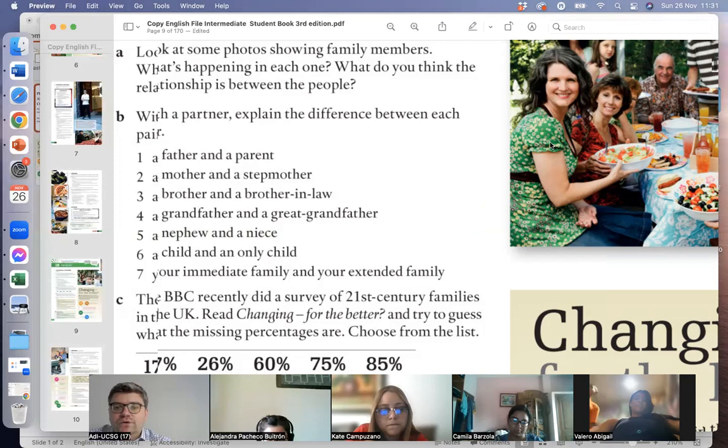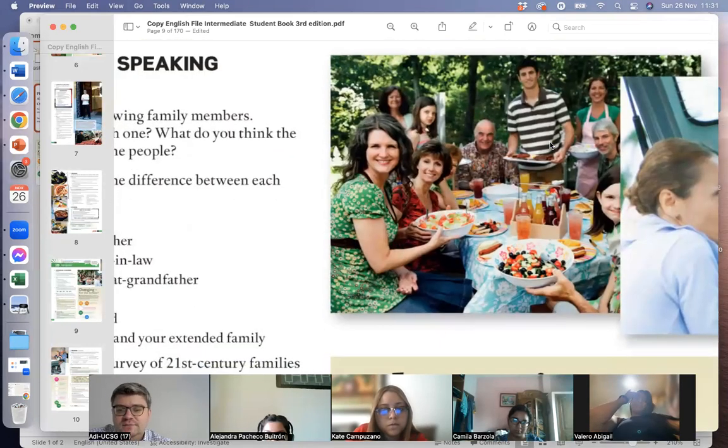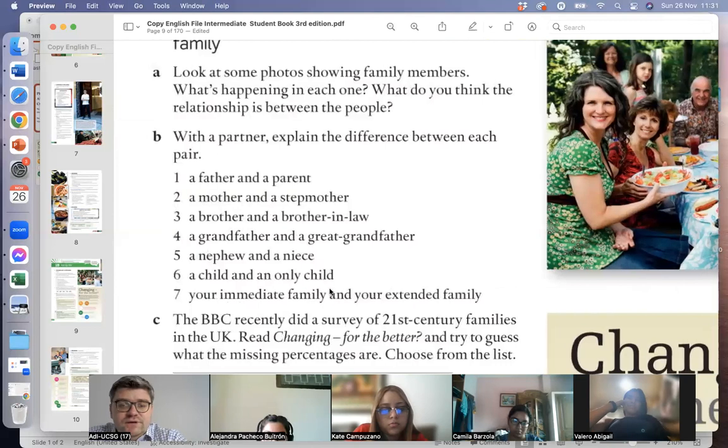So again, when you are talking about the first picture here where they're having a picnic, you can say that probably this is an extended family, because there are a lot of people there. You can see that maybe it's the brothers, sisters, nephews, nieces, and so on. So this is the vocabulary that you can use when you're talking about the relationship between the family members.